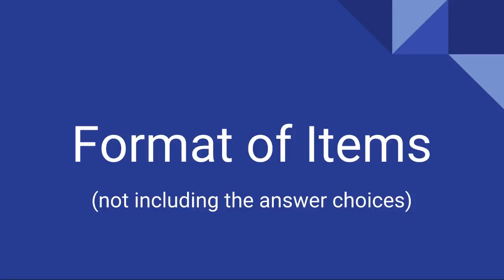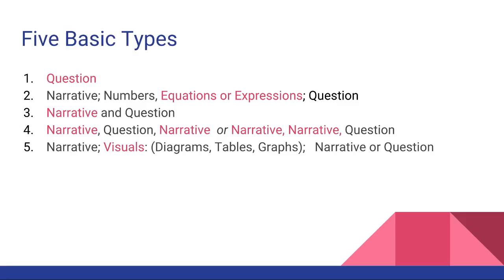So we're going to look at the format of the items, not at the answer choices, just the question part of the items. There are 5 basic types. Number 1 is just a question. There's not a narrative, there's just a question that's being asked. Number 2, there would be a narrative, a break, some numbers, whether it's an equation or expression or a list of numbers, then a break, then a question. Type number 3 would be a narrative and a question. It could be a narrative, break, question, or it could just be a narrative and question in one paragraph.